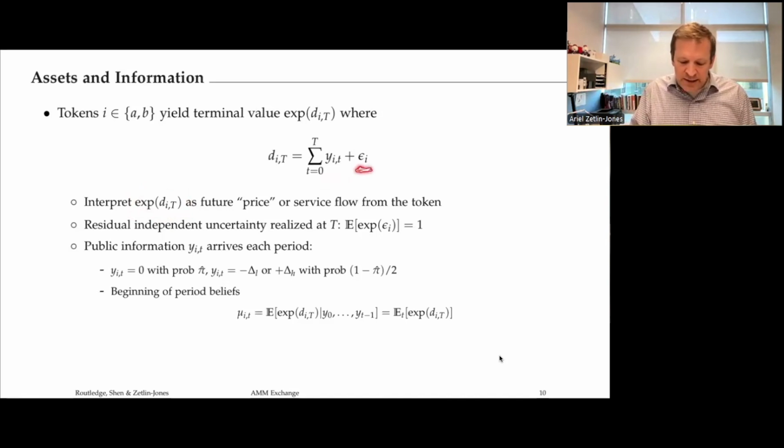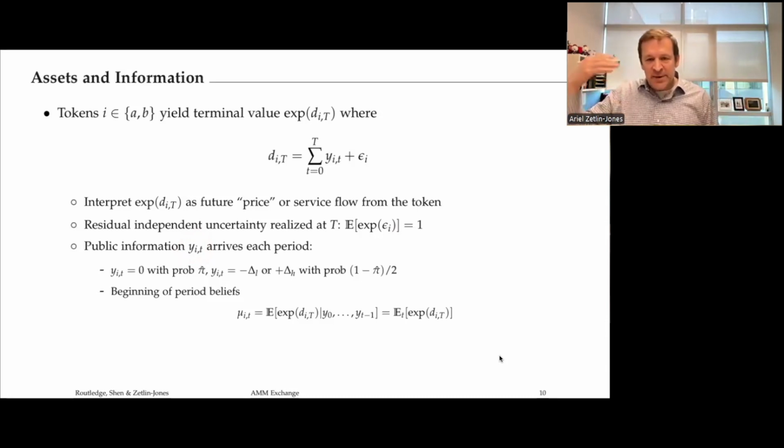This terminal uncertainty will normalize its expected value in exponential terms to be 1. But in every period little t, from the start of the game till the end, there's going to be some public news, YIT. We're going to model that as, if you like, a trinomial tree. This process can go up, down, or stay constant. So what we are trying to learn about over time is the terminal value of this token, say token A.